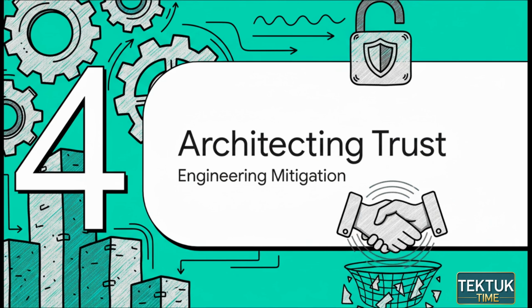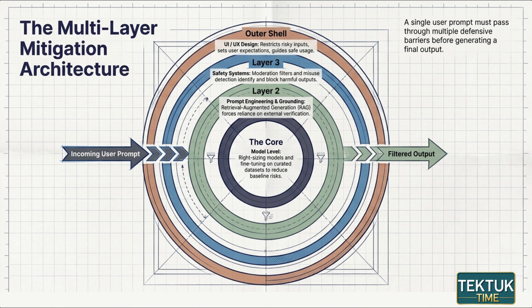So, how do we actually do that? That leads us right into Section 4, Architecting Trust and Mitigation. Now it's time to shift from analyzing the problems to actually engineering the solutions. And the key here is a multi-layer mitigation architecture. You cannot, under any circumstances, rely on a single line of defense. An incoming user prompt has to pass through multiple concentric defensive barriers before it ever generates a filtered output. It's the classic concept of defense in depth applied to AI.